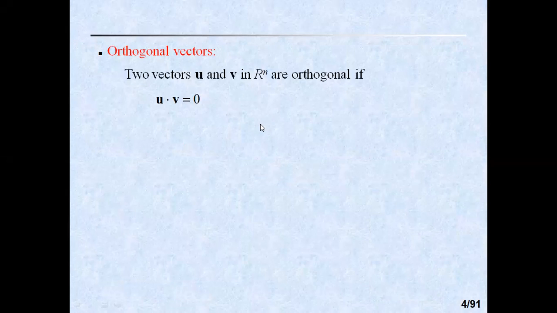What is meant by orthogonal vectors? Two vectors u and v in R to the power of n are said to be orthogonal vectors if u bar dot v bar is equal to 0. If the dot product of the two vectors is 0, then we say that the two vectors are orthogonal vectors.